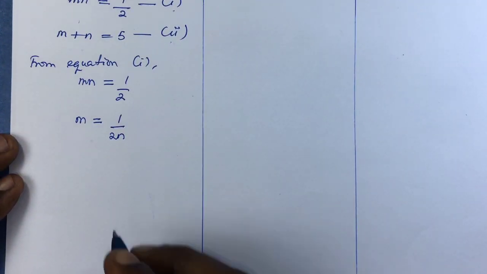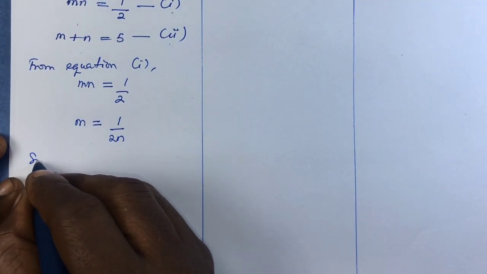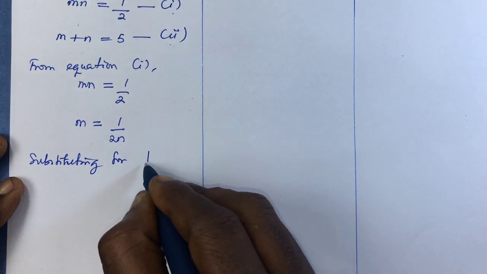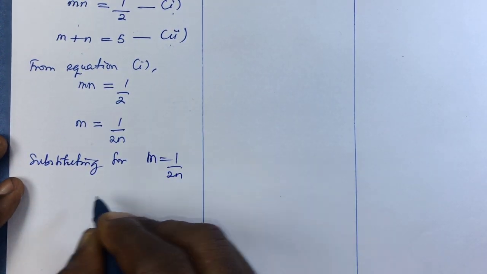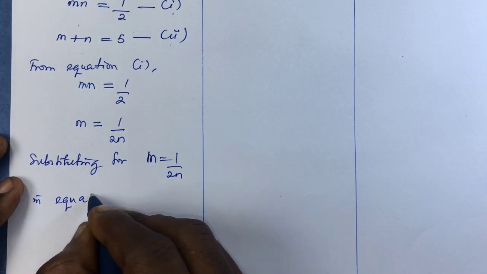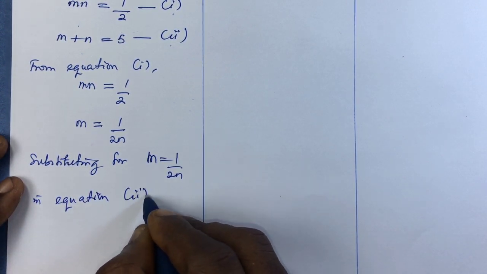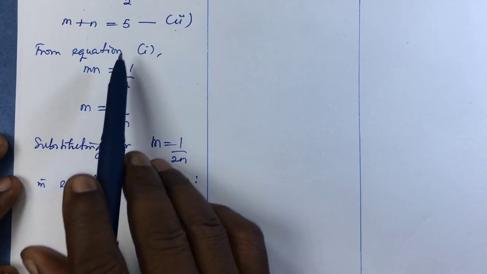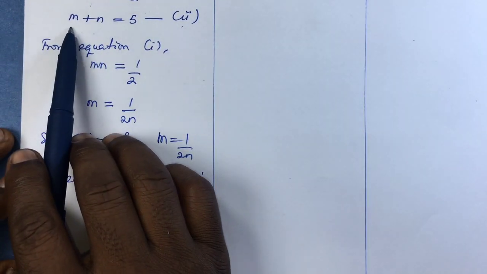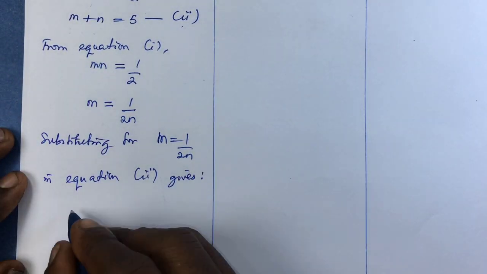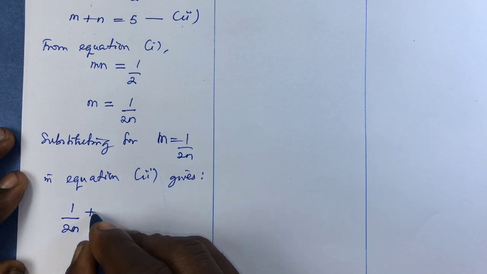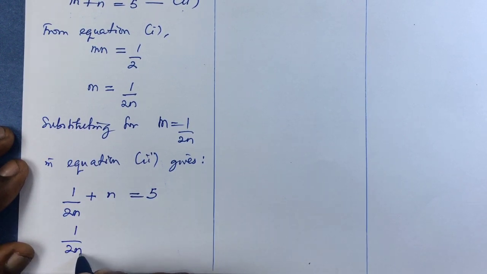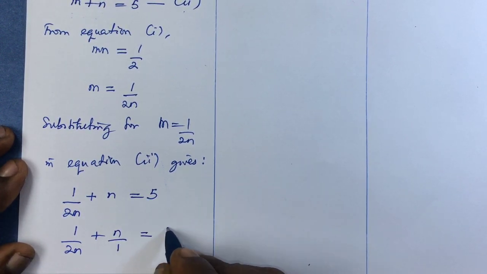Okay, so now substituting for m equals 1 over 2n in equation 2 gives, so putting m equals 1 over 2n in equation 2 means wherever we find m, we are going to be putting 1 over 2n. So let's do that. That will give us 1 over 2n plus n equals 5. Now clearly this can be written as 1 over 2n plus n over 1 equals 5 over 1.